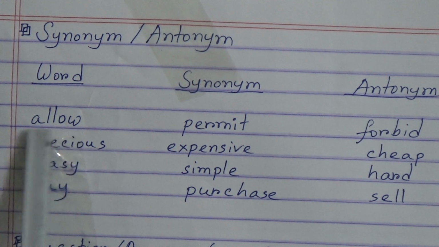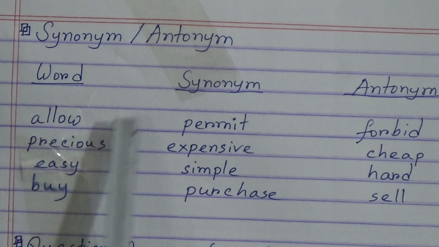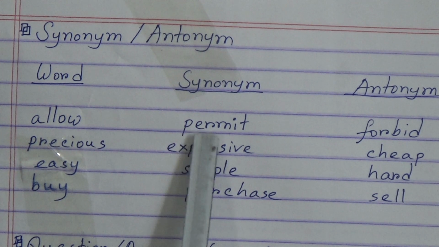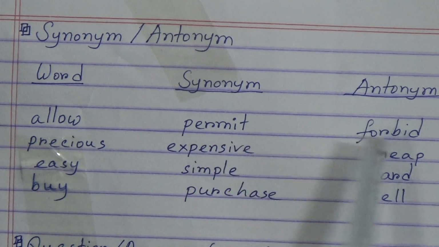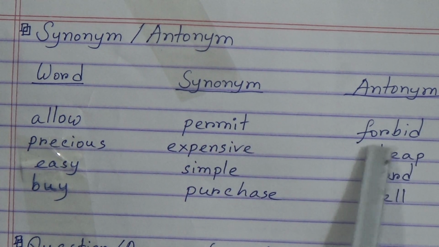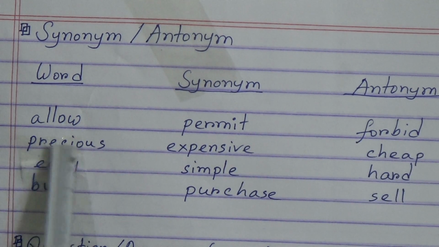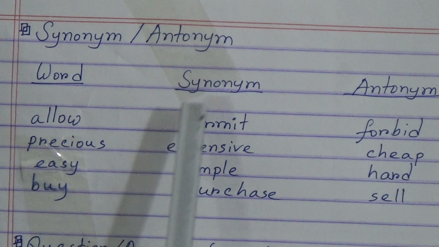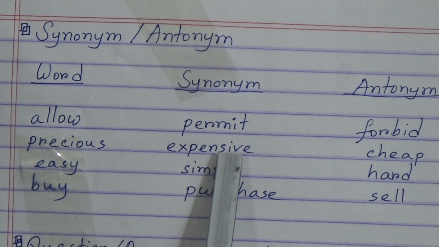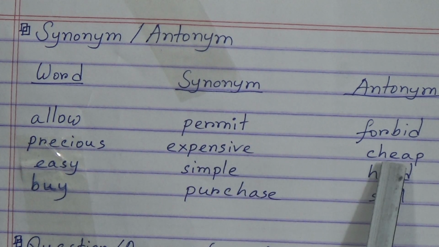Our first word is allow. Synonym for allow is permit and antonym is forbid. Our second word is precious. Synonym is expensive and antonym is cheap.